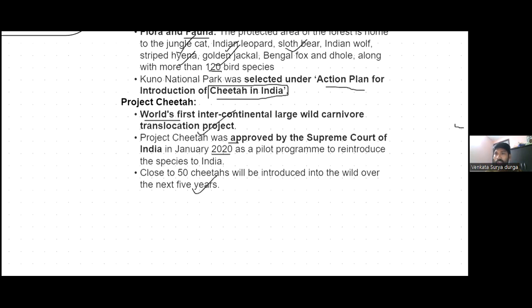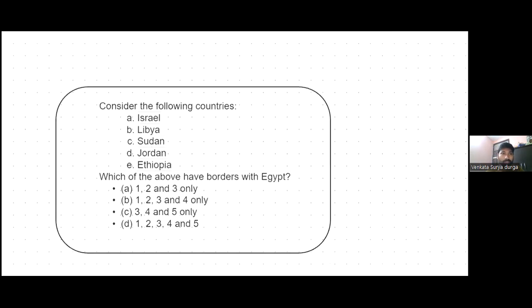So now let's look into today's news, today's question, right? So today's question is, consider the following countries. Which of the above countries border Egypt?